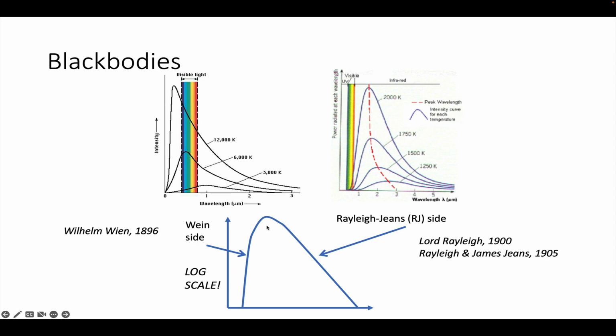Now, when you plot it in this way, on this side, the functional form, the mathematical expression of this side was first described by Wilhelm Wien in 1896. So this side of the curve is called the Wien side. This side of the curve, in contrast, was first described by Lord Rayleigh and then a little bit later by Lord Rayleigh and James Jeans in the early 1900s. So this side of the curve is called the Rayleigh-Jeans side. It took them a long time to understand how to connect that side with this side and to come up with the mathematical form that describes this entire shape.